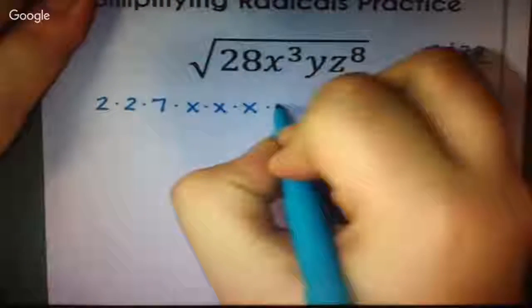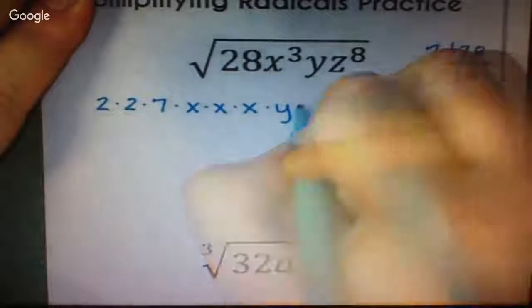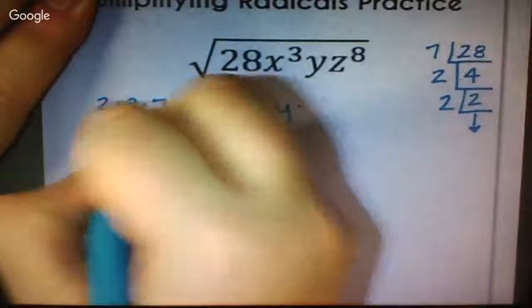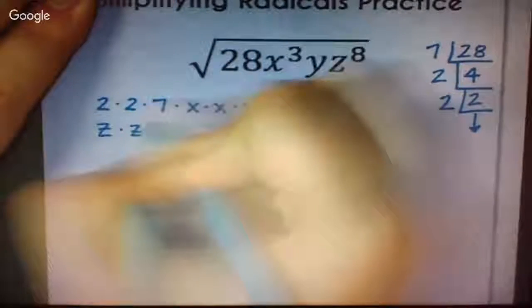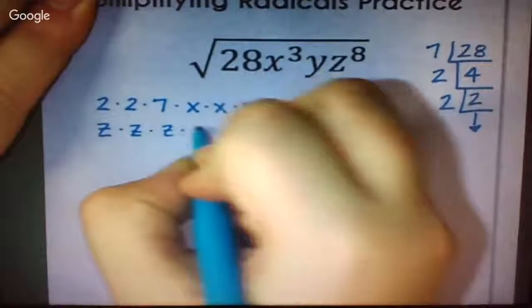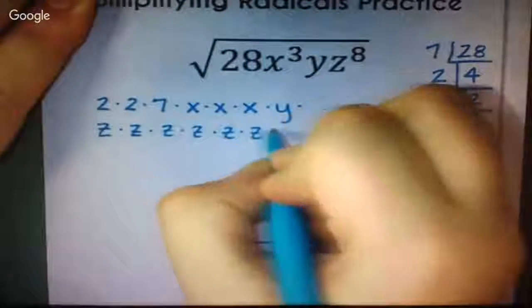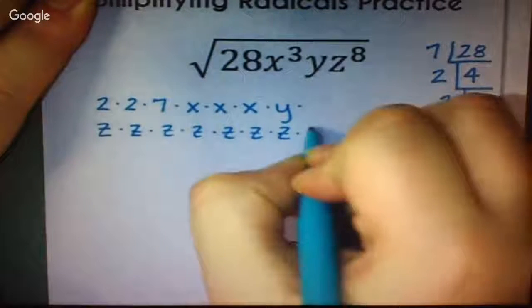Then we've got a y. And then I have 8 z's. I ran out of room, so I'm going to put it underneath. Z, Z, Z, Z, Z, Z, Z, and Z.